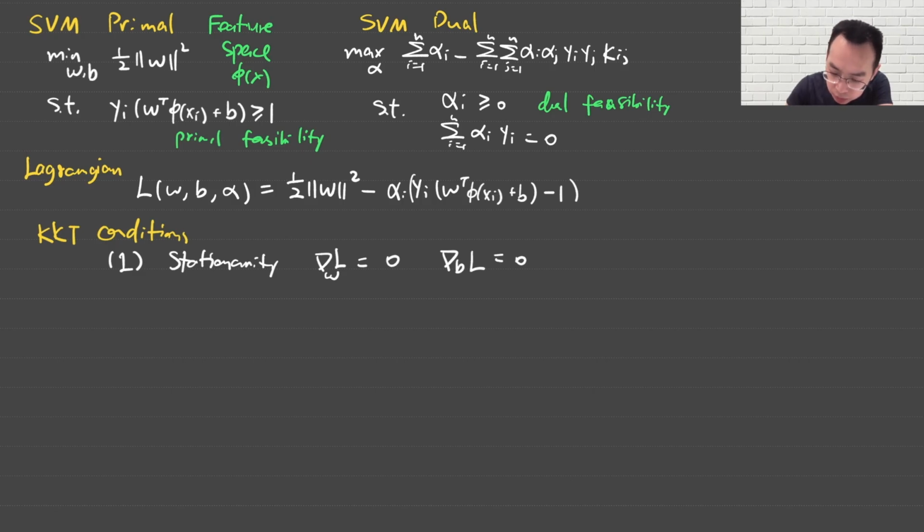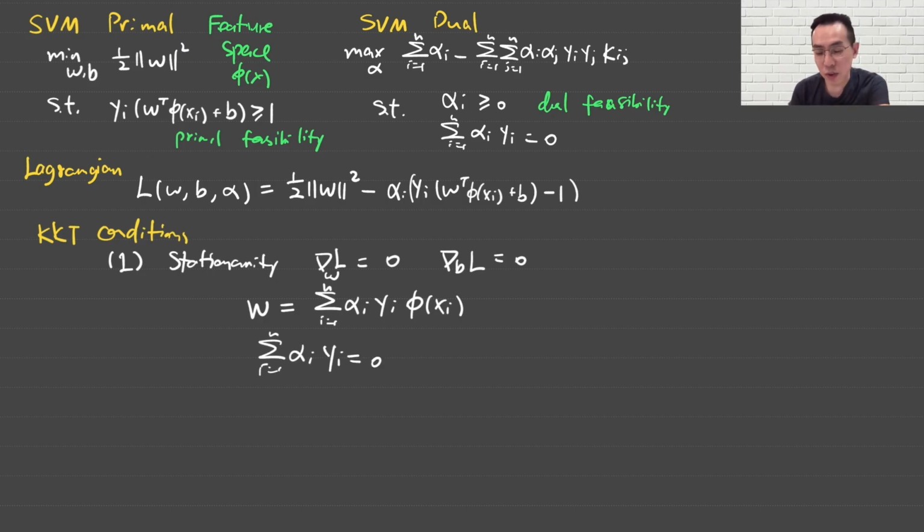We just take the derivative. The first one will have W, the weight vector, equals to a linear combination of the data points, alpha I, yi, and then phi of xi, right? And then we also have another one, which is the summation of alpha I yi equals to 0.